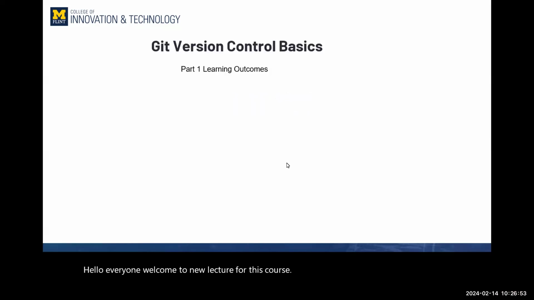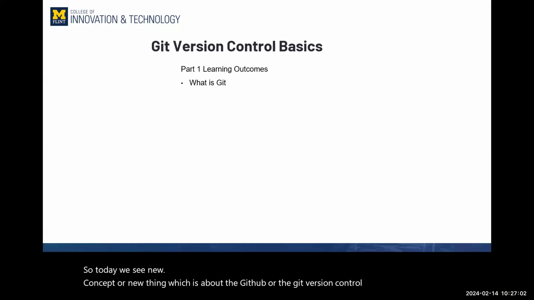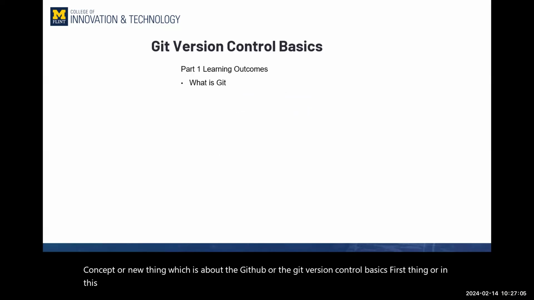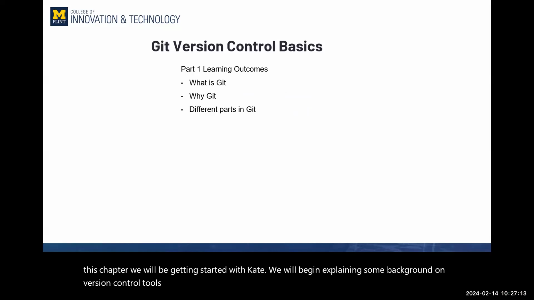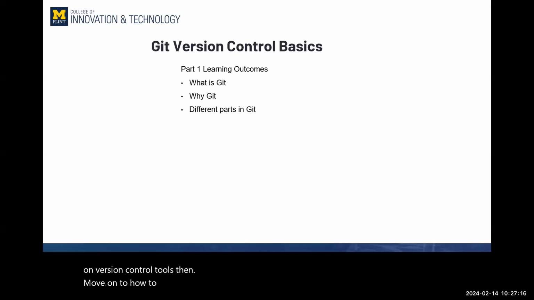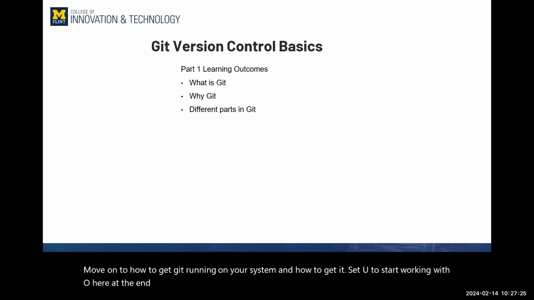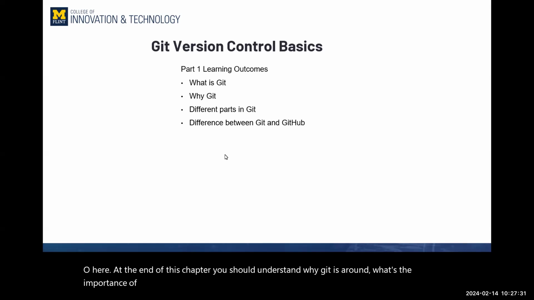So today we see a new concept, which is about GitHub and Git version control basics. First, in this chapter, we will be getting started with Git. We will begin by explaining some background on version control tools, then move on to how to get Git running on your system and how to get it set up to start working with. So by the end of this chapter, you should understand why Git is around, what the importance of Git is, why you should use it, and you should be all set up to do so.